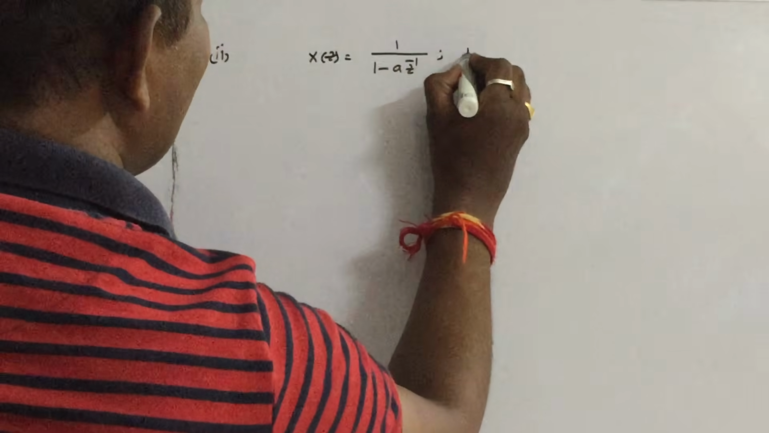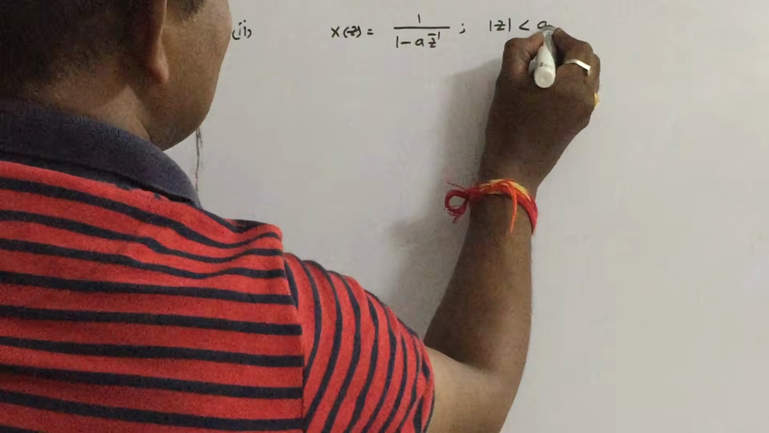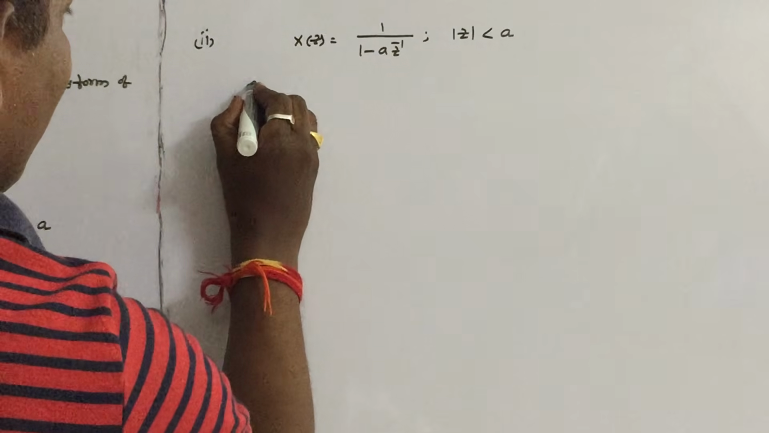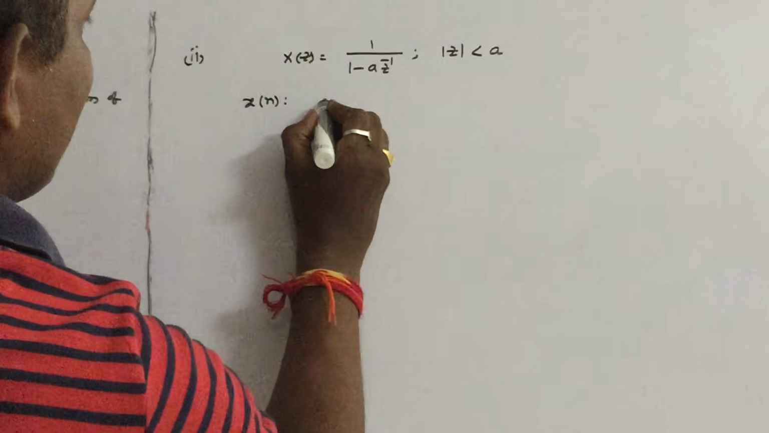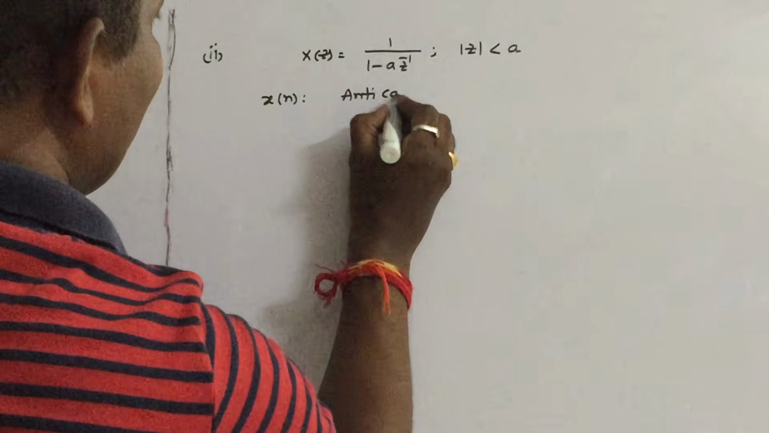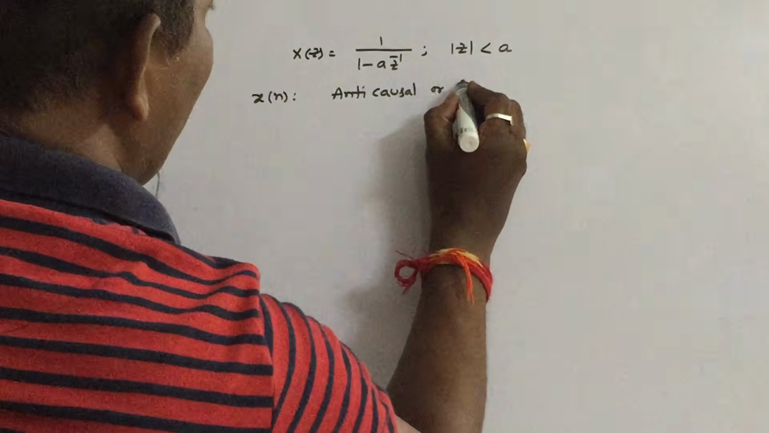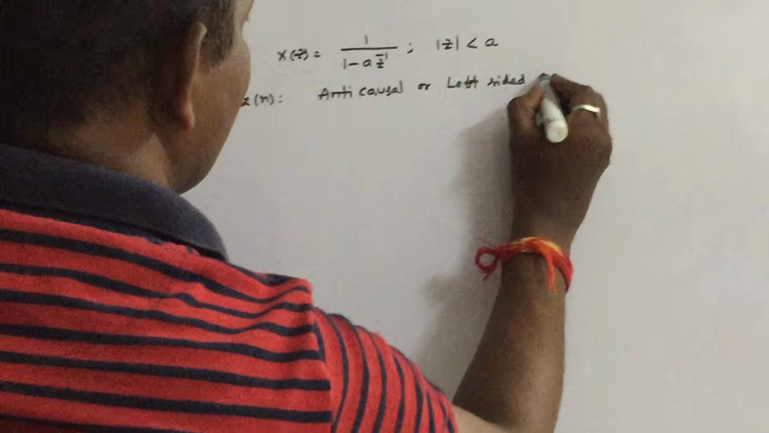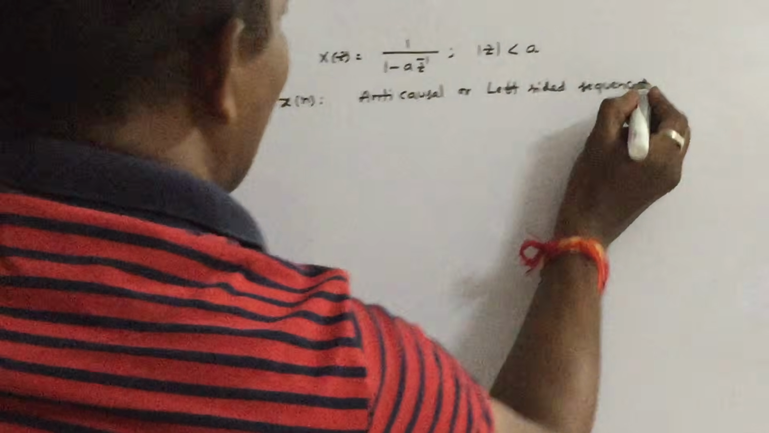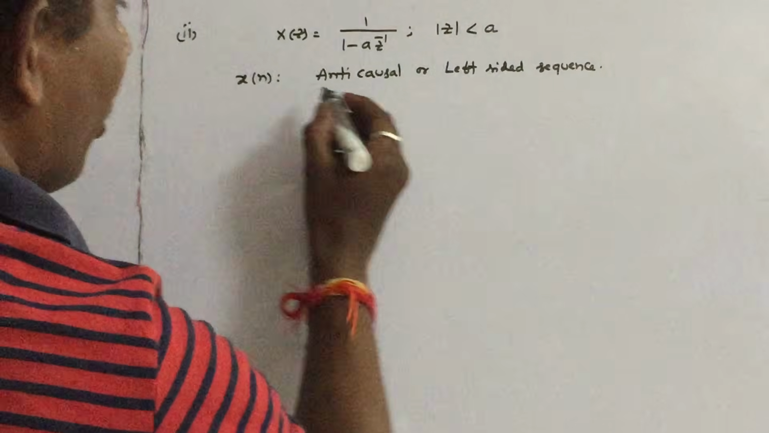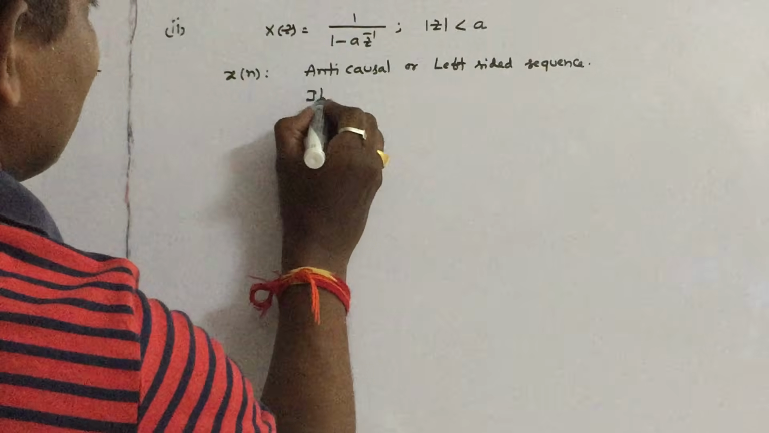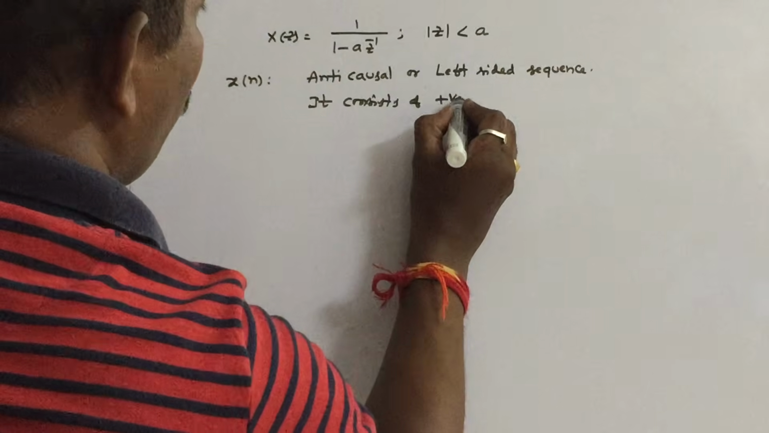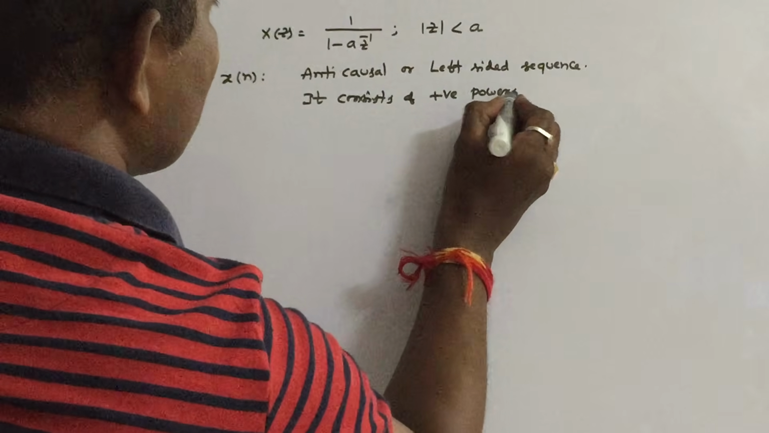Here you see that the region of convergence is given inside the circle of radius a. Whenever the region of convergence is given inside a circle, remember that x of n is an anti-causal or left-sided sequence. As we had discussed, an anti-causal or left-sided sequence consists of positive powers of z.